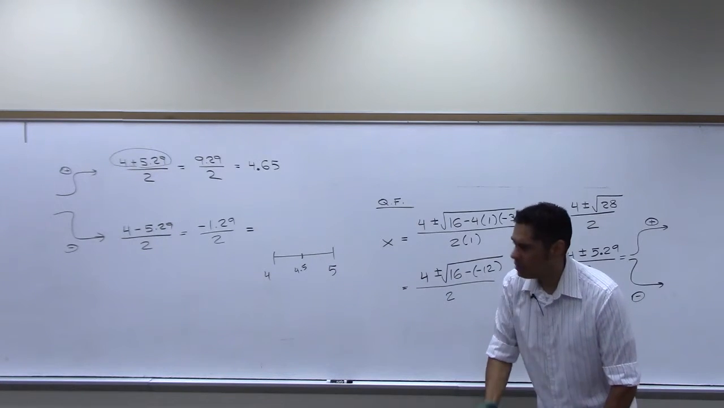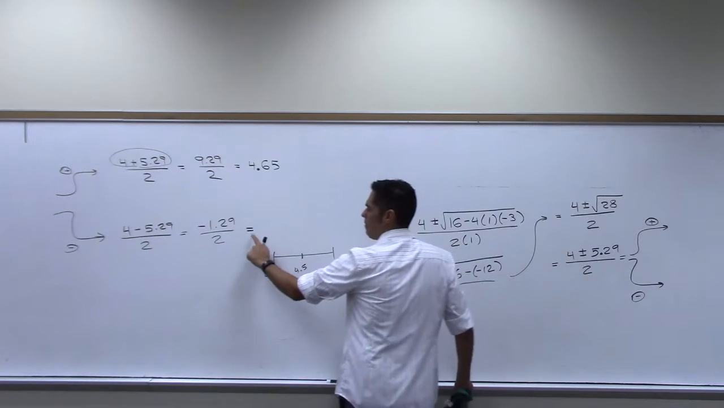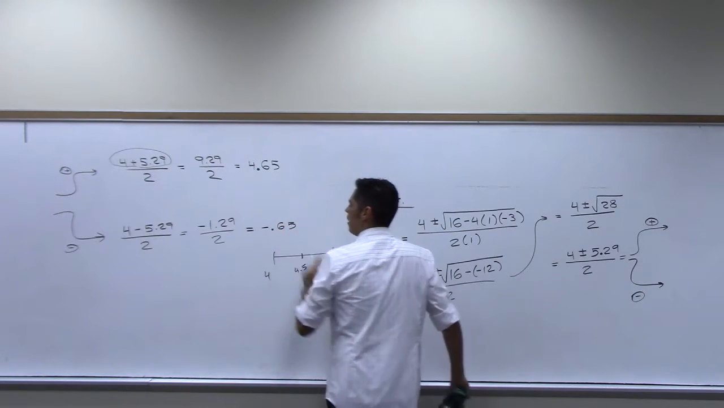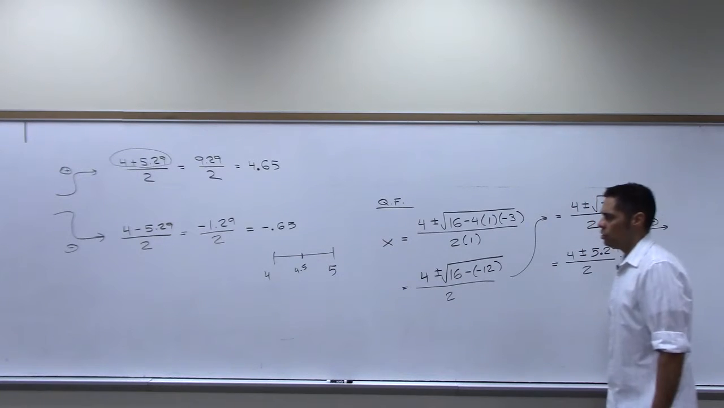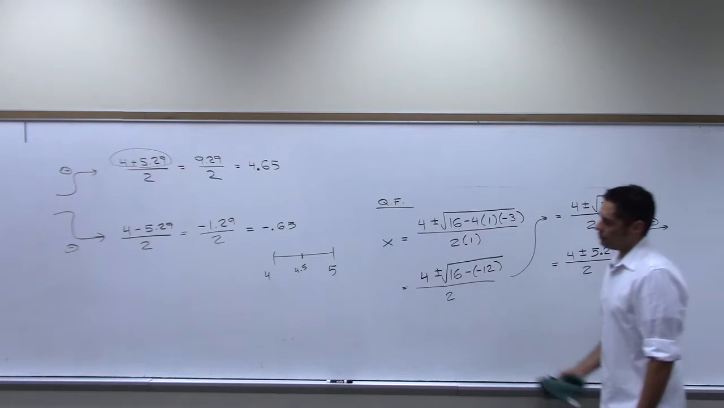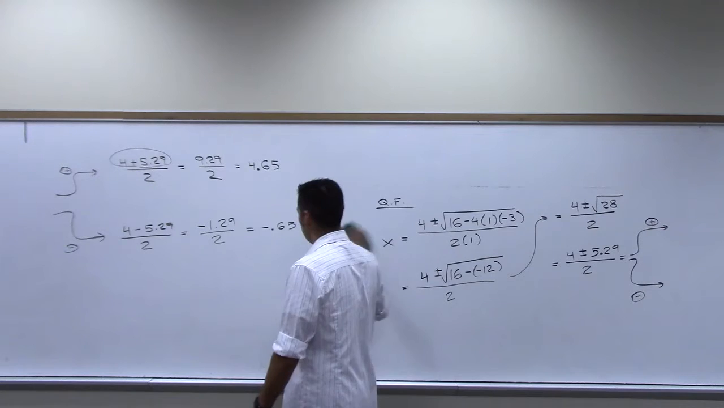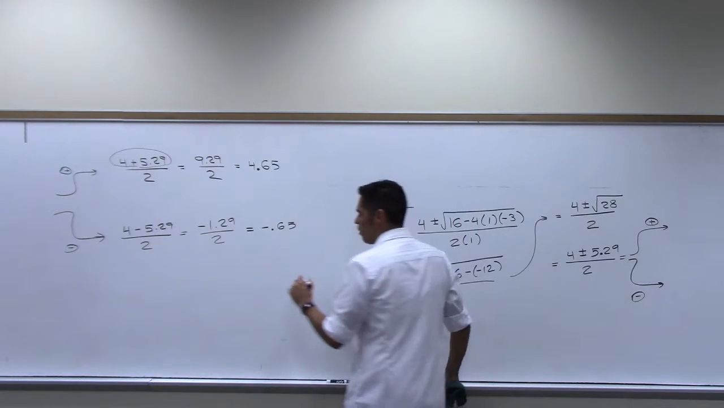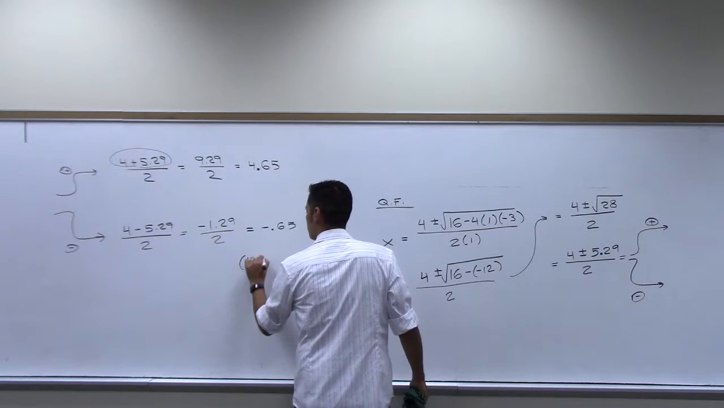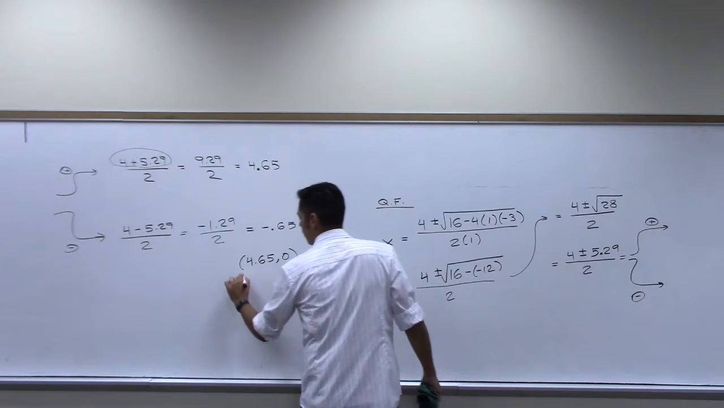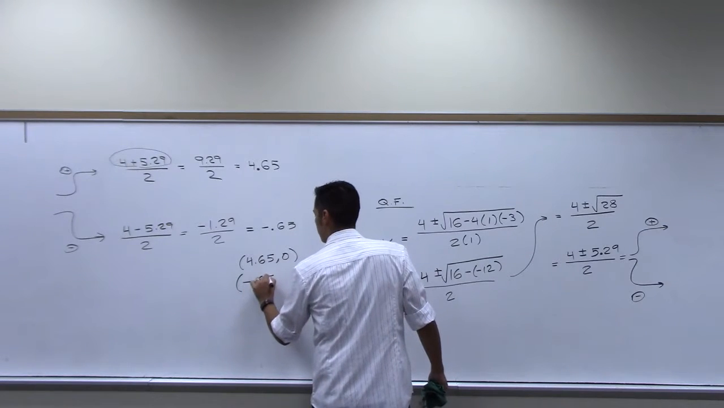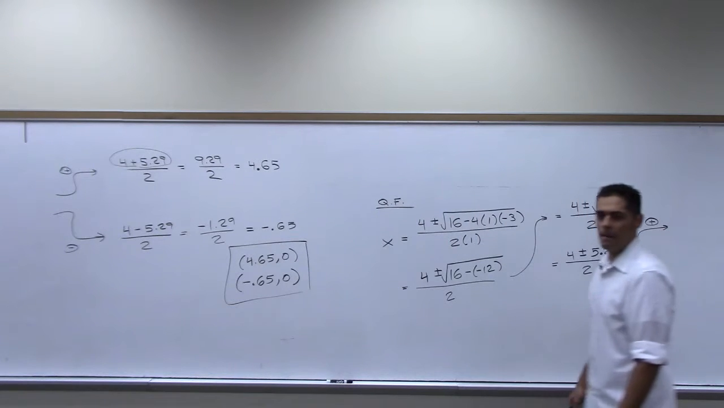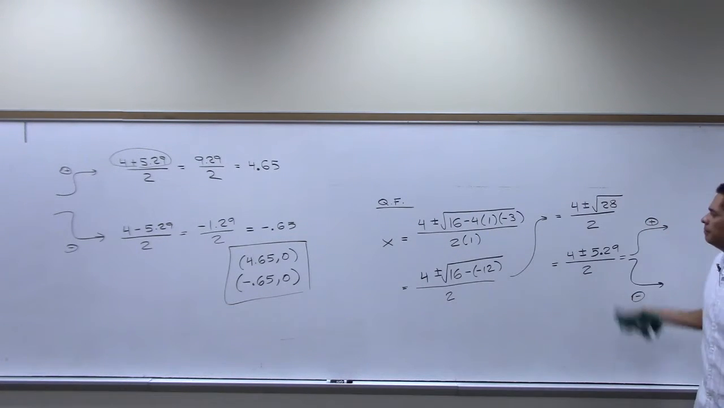Make sense? Okay, so what about this answer? What's this one? Okay, negative 0.65-ish. And that's it. We're done with the x-intercepts. Now you can write these as points or you can just leave them like this. If you write them as points, they'd look like this. (4.65, 0), because remember the y-coordinate is 0. (Negative 0.65, 0). Those would be our 2 x-intercepts. Those are 2 more points I could graph.